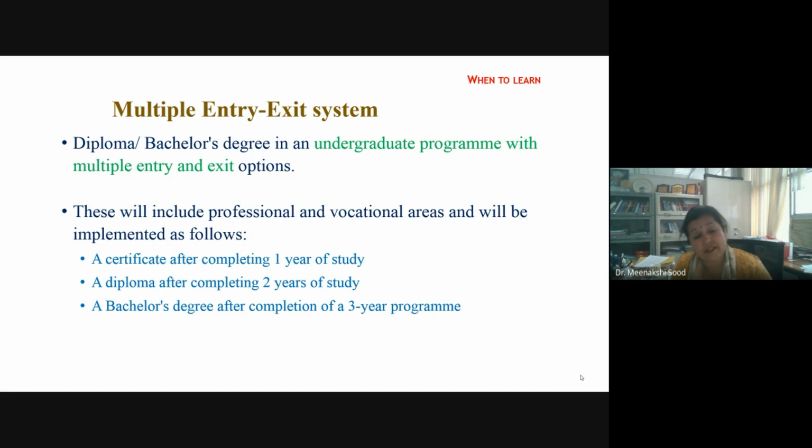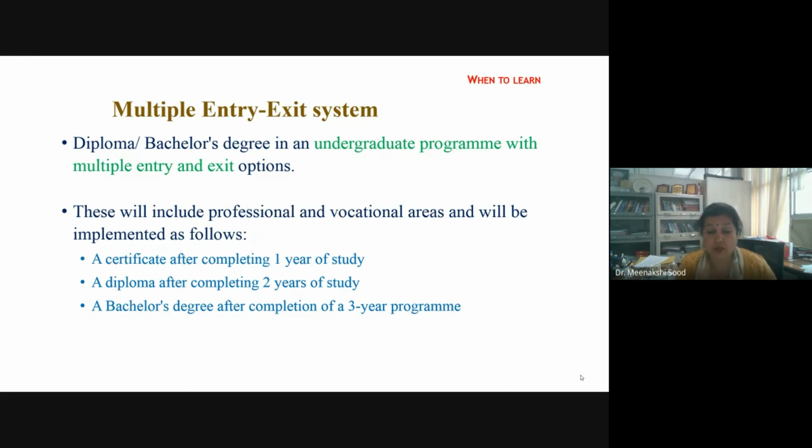So then he completes his second year. Again, suppose there are some compelling circumstances where the student has to leave after 2 years of his study. When he leaves after 2 years, he will be given a diploma certificate, so that he is now eligible for getting a job in the market after attaining the diploma. And when he wants to resume, he can again come back and start in the third year of the program.